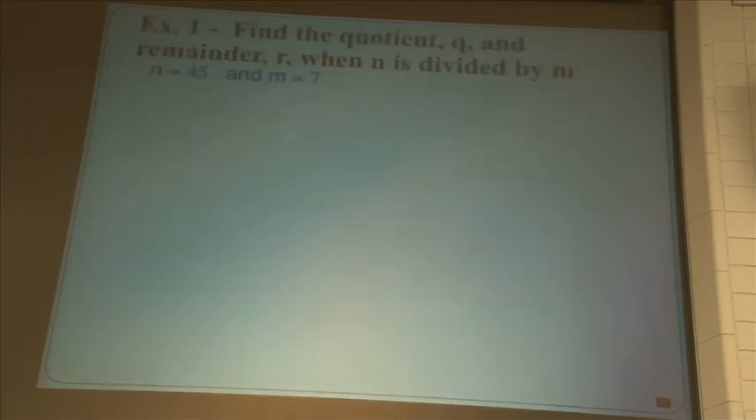So, your turn. Find the quotient and remainder when n is divided by m. So we're doing 45 divided by 7.